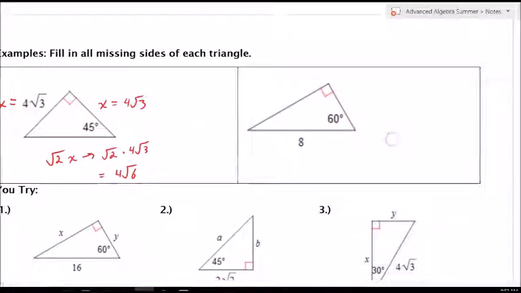So across from my 90 is 2x. Across from my 60 is root 3 x. And then across from my 30 would just be x. So here if I solve this, I'll find x is equal to 4. So this would be 4, and this would be 4 root 3.